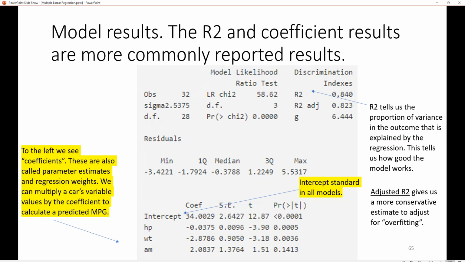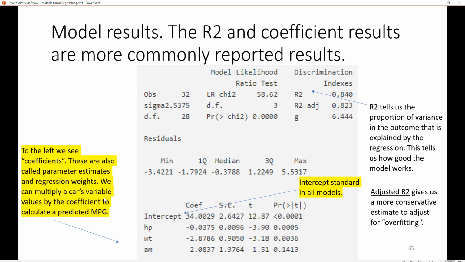And here's a common set of model results. The R-square and coefficient results are more commonly reported results. In the software I use, I get this big output, but on the top right of this output, we see the R-square and the R-square adjusted, ADJ. That's common in probably every statistical software. And the coefficients on the bottom are common to this regression table.